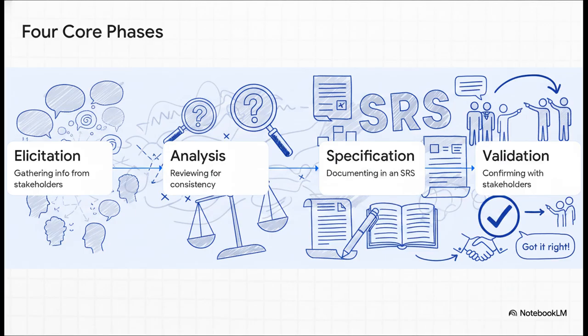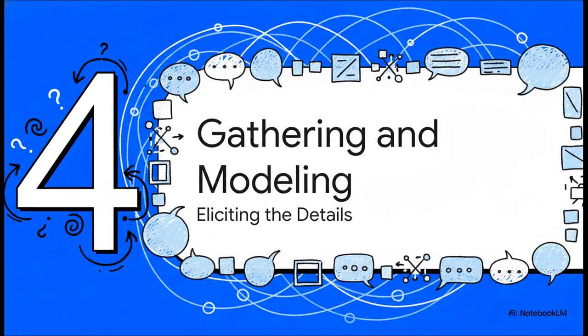Step 2 is analysis, reviewing those ideas, checking for consistency, and ironing out any conflicts. Step 3 is specification, getting it all written down technically into a Software Requirements Specification, or SRS. And finally, Step 4 is validation, taking it back to the stakeholders to confirm, hey, did we actually get this right? Let's zoom in a bit.